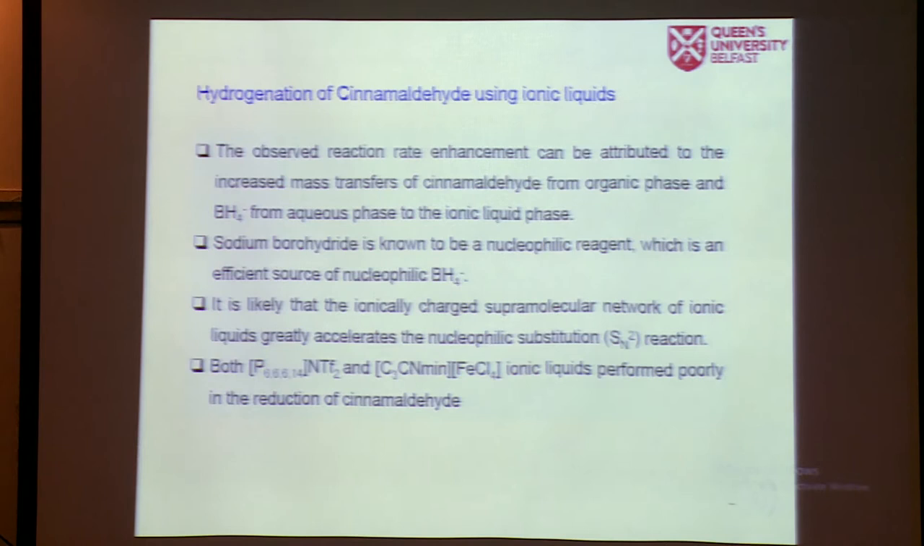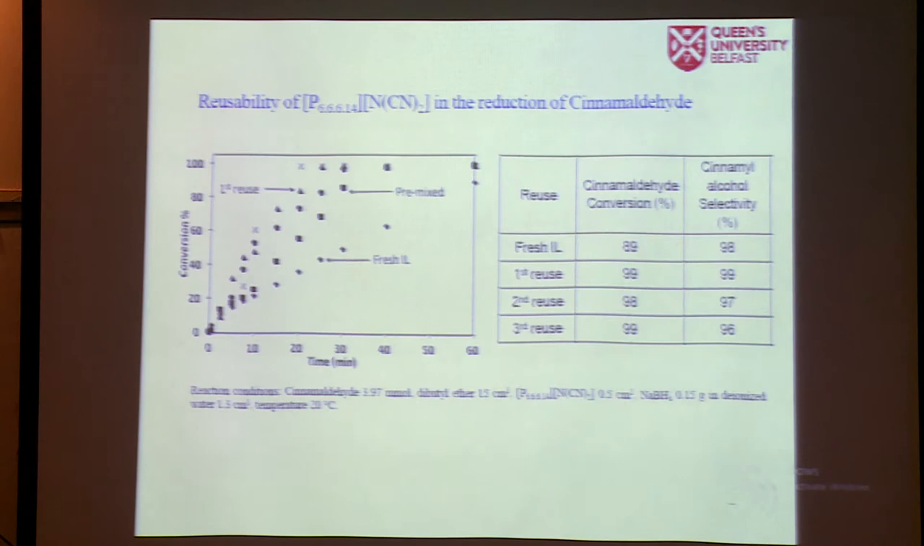And if we go to the next slide, yes, that shows the reproducibility or the reusability of the reduction of cinnamaldehyde using phosphonium-based dicyanamide-based ionic liquids. The repeat use, the recycle of the ionic liquids showed even faster reactions and comparatively higher selectivities than the fresh ionic liquid. So we did that by pre-mixing the ionic liquid with cinnamaldehyde and then adding sodium borohydride to see that the mass transfer was really fast and we could actually get very high reaction rates here. So it was showing good reusability. If you go to the next slide.